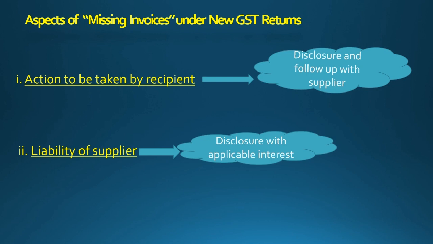As per the latest update from the government, this facility of availing input tax credit on missing invoice will be available for the period of 6 months after the new system of return is implemented.